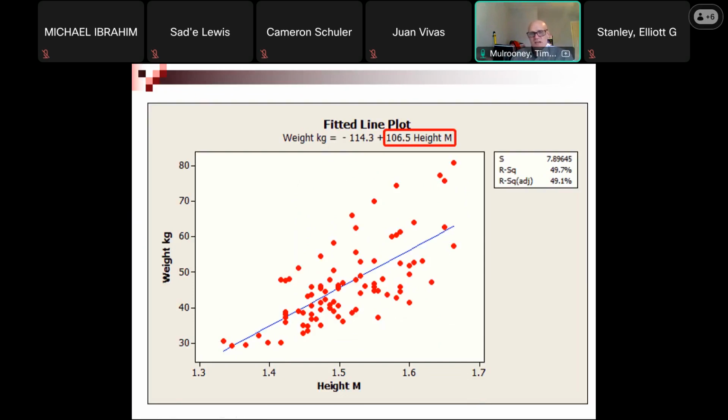And believe it or not, when we make a scatter plot in ArcGIS Pro, we can click a little button and it'll give us that line of best fit, or give us the equation for that line of best fit. Because this says weight in kilograms is equal to negative 114.3 plus 106.5 times height. This looks a lot like y equals mx plus b.